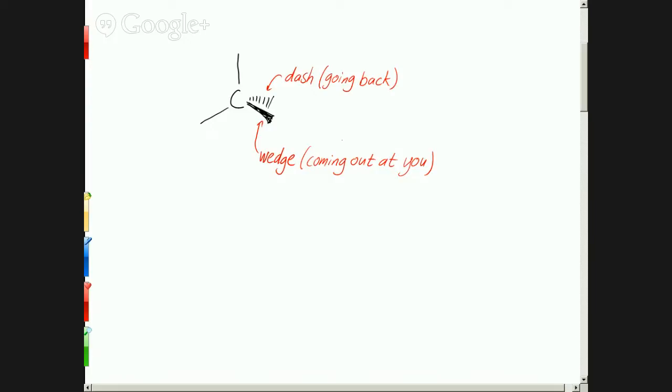Now we can't draw them directly on top of each other or we wouldn't be able to see both of them. So we offset them a little bit. But when we see that notation, we know that they're actually exactly in line with one another. They're not offset like we see them on the paper. They're right in line, just like when you hold that shape up. So this is called dash-wedge notation or 3D notation.